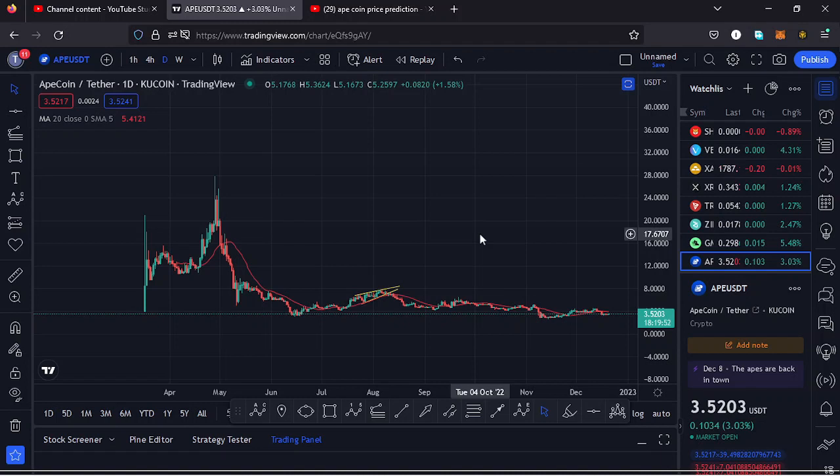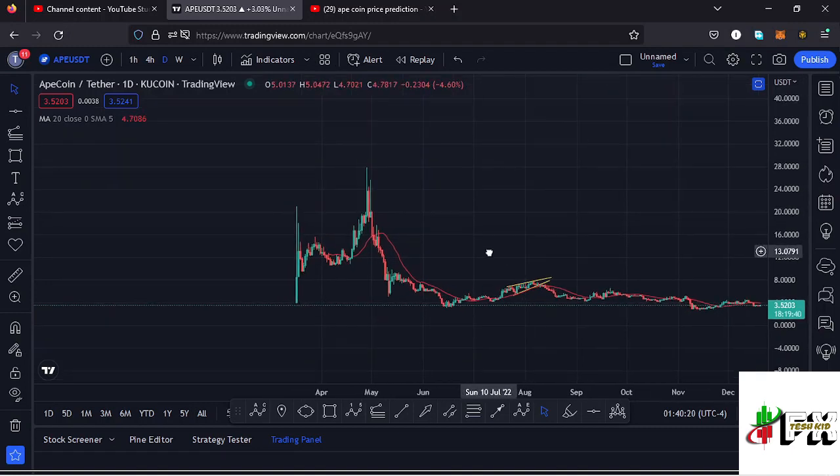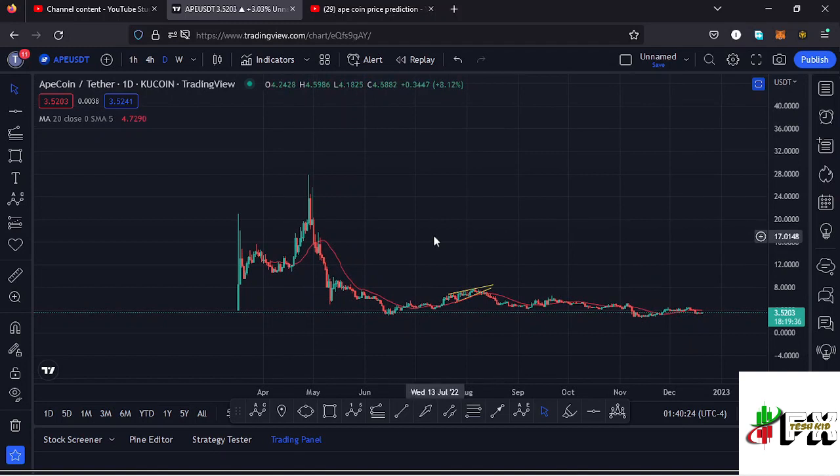Update on apecoin, whose current price stands at the $3.5203 mark, and here on TradingView the market is up by 3.03%. And in this video I want to give you the short-term and the long-term scenarios that I'm expecting to play out, basing my analysis on the EBOOK structures and the Fibonaccis.